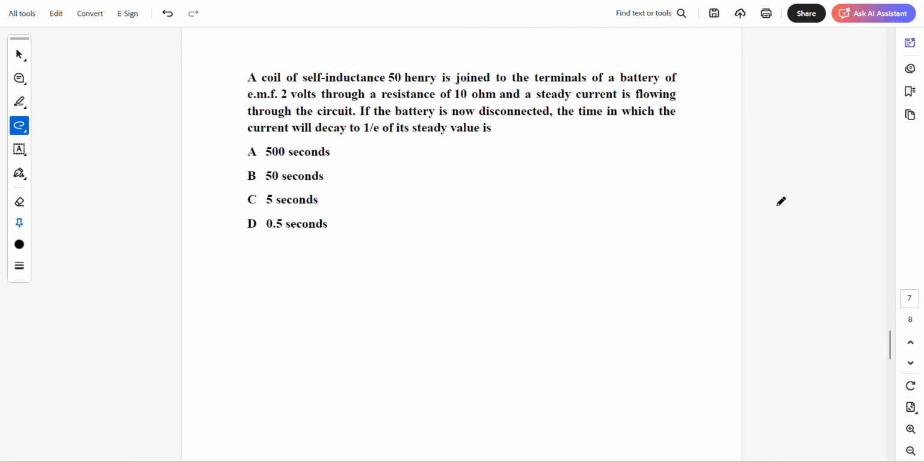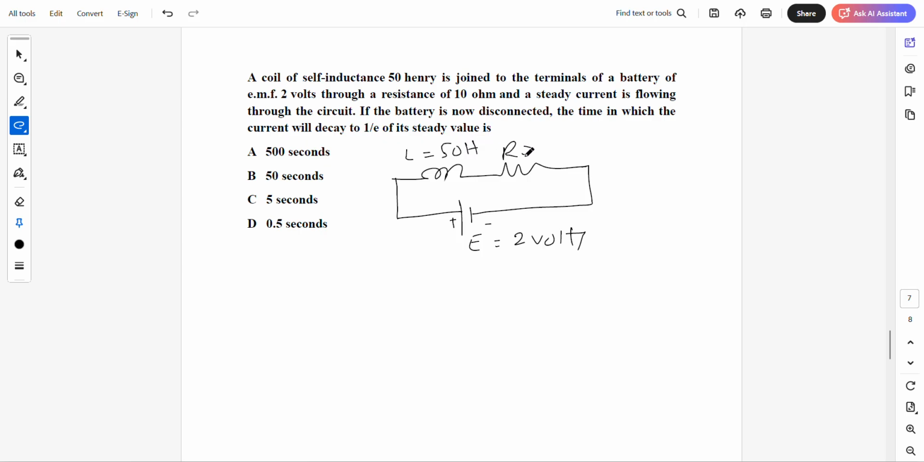A coil of self-inductance 5 Henry. Again they have given an LR circuit. Write down the values. E is 2 volts. L is 50 Henry. R is 10 ohm.